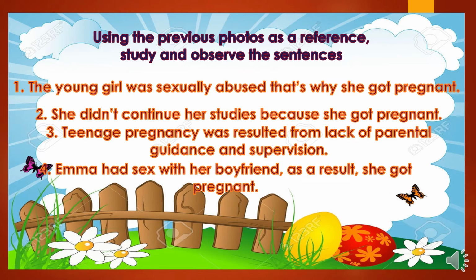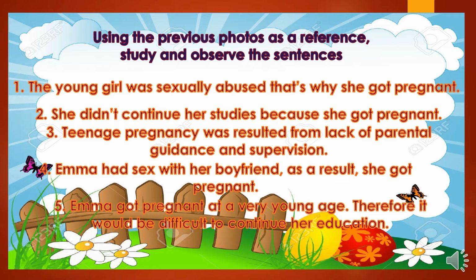Emma had sex with her boyfriend. As a result, she got pregnant. Emma got pregnant at a very young age. Therefore, it would be difficult to continue her education. The sentences I have read contain grammatical signals which we are going to study later.